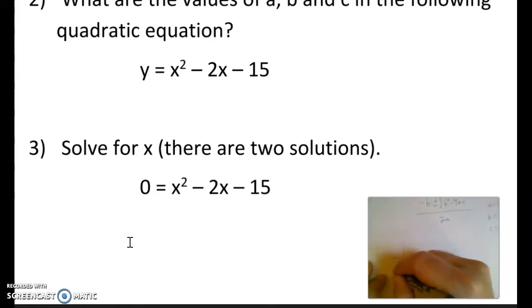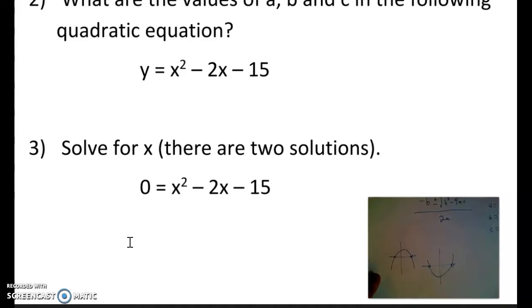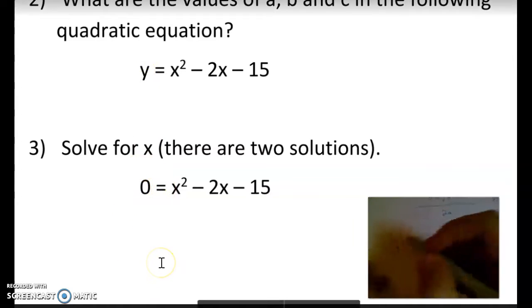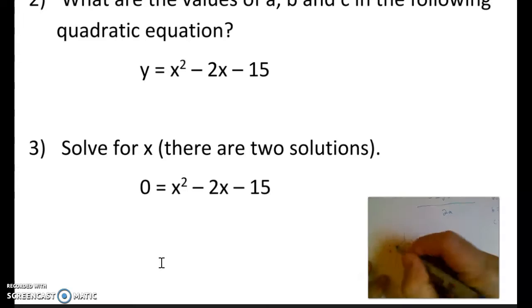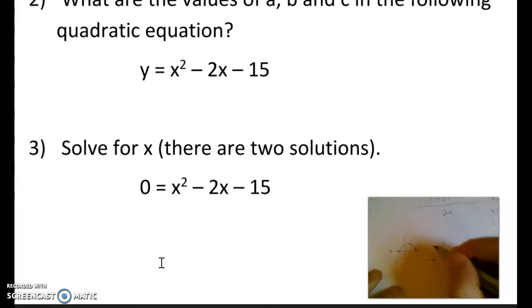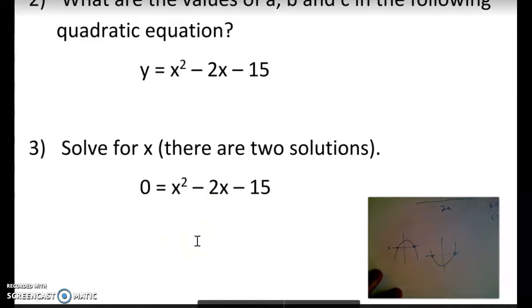The graph may look like this, where it has two x-intercepts. It may look like this, where again it has two x-intercepts. So that's what we're trying to find. All right, one other thing with that, because this is 0, that was a y. So when y equals 0, that means you're on the x-axis. So that's why when I find the solutions for x, I'm also getting what are called the x-intercepts, because I made y equal to 0.